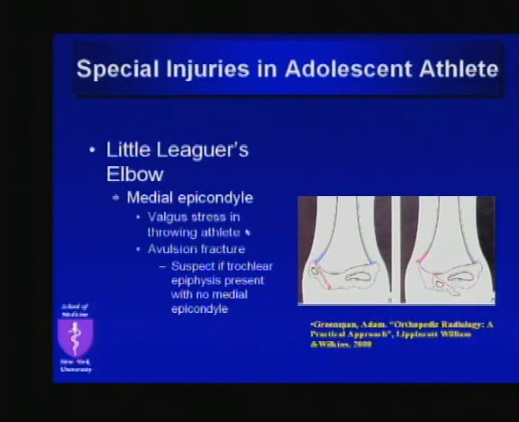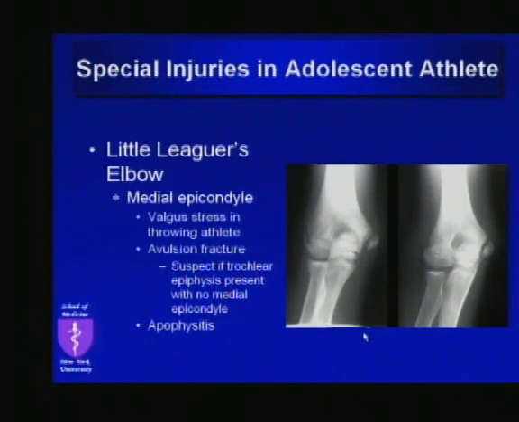So remember, this is a diagram from Greenspan's book. Remember that in a very young patient, if you have a trochlear epiphysis, in the absence of a medial epicondyle epiphysis, there's something wrong there, right? Because you should have the medial epicondyle before you have the trochlea. You may have pulled off the medial epicondyle and pulled it into the joint. More commonly, what you're going to see with these patients is what we call apophysitis. So you'll see widening of the apophysis. You may want to get films of the contralateral side for comparison.